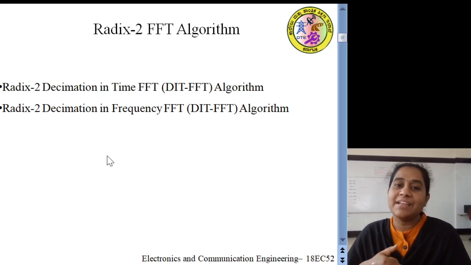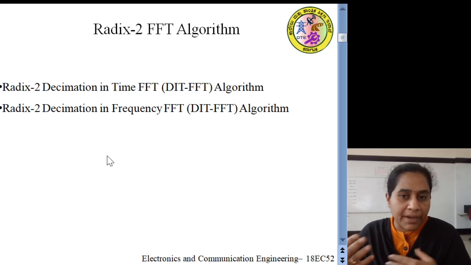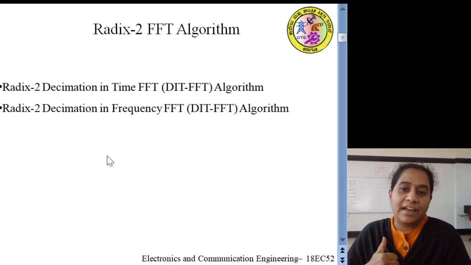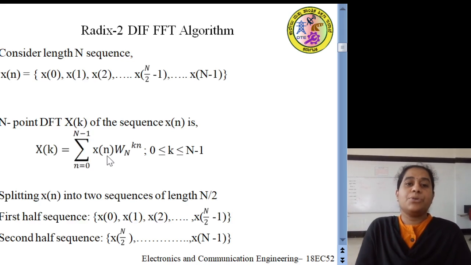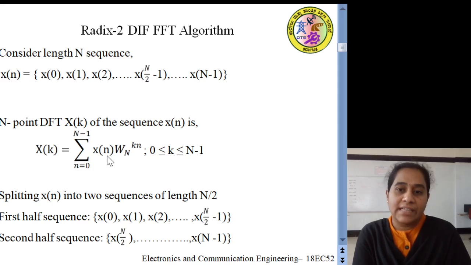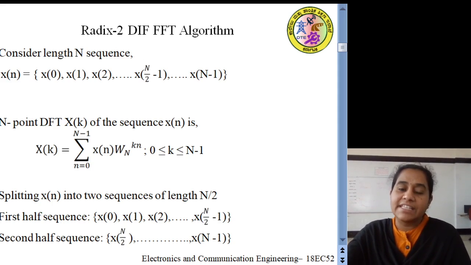This FFT algorithm was developed by Tukey and Cooley. According to the classification, in the previous session we considered the radix 2 decimation in time FFT algorithm in depth. In this session, let us see the details of the radix 2 decimation in frequency FFT algorithm. To begin with the radix 2 DIF FFT algorithm, first let us consider the sequence x of n, which is having N number of samples.